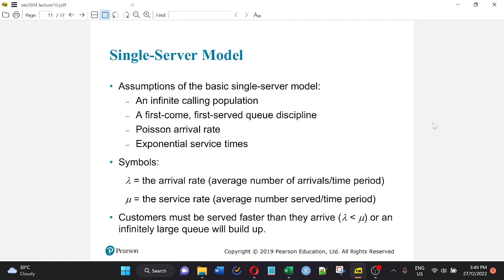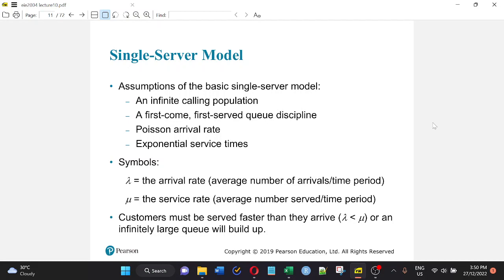Okay, now let's talk about the first model, which is the single server model. So there are a few assumptions on the basic single server model. If one of these assumptions is not met, then you are not able to use the formula for the single server model. So the first assumption is an infinite calling population, meaning, like the example of Tesco, you'll never know who is coming, there's no limit on the population. And then it assumes a first come first serve queue discipline, and then the third one is the arrival rate is assumed to be Poisson distributed, and the service time is exponentially distributed.